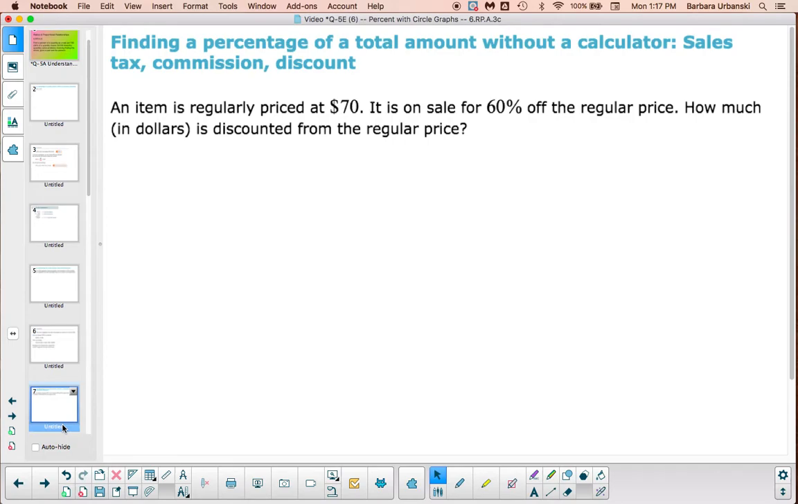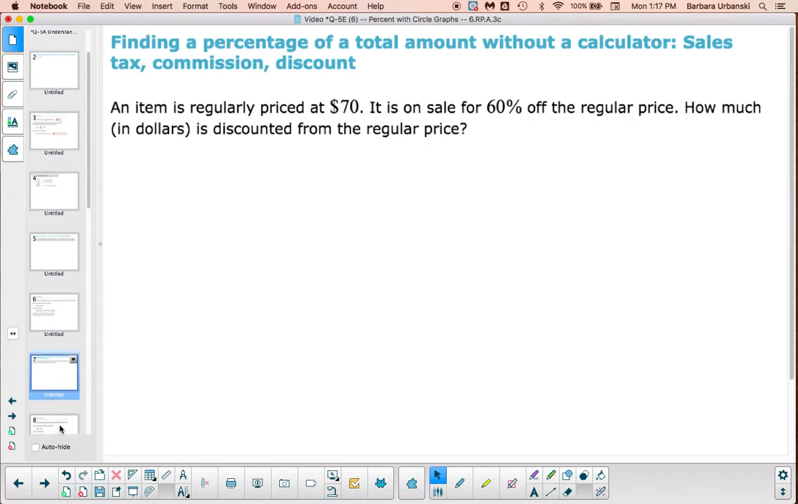Well, something that you need to start paying attention to, and we've talked about this a lot, is does your answer make sense? They're saying it's on sale for 60% off. Well, 50% off would be what? 50% off, half of 70, is 35. So it's going to be more than $35 off. So let's take a look.